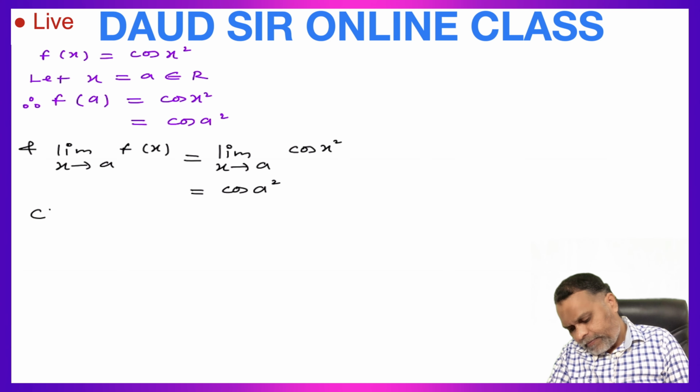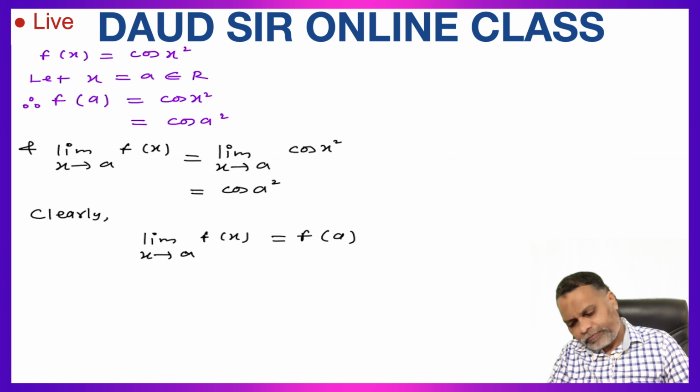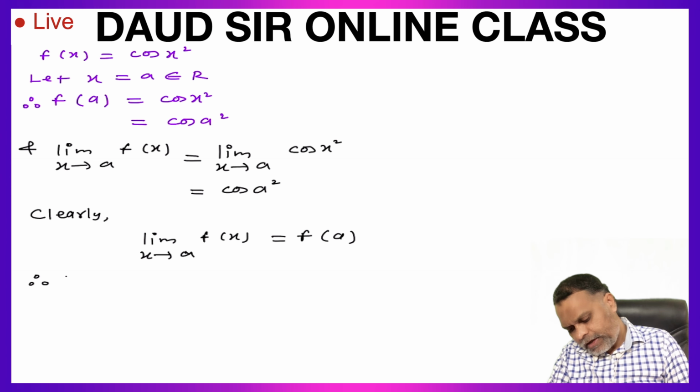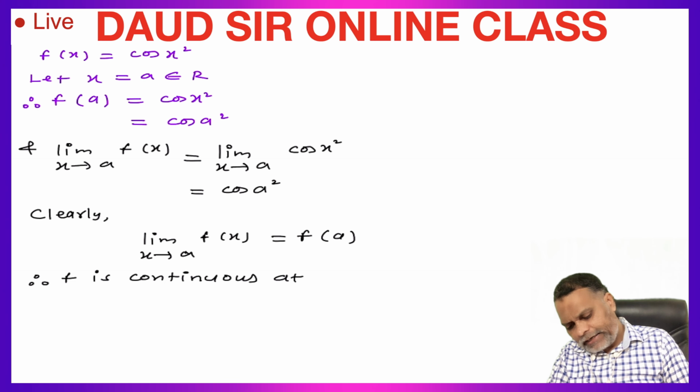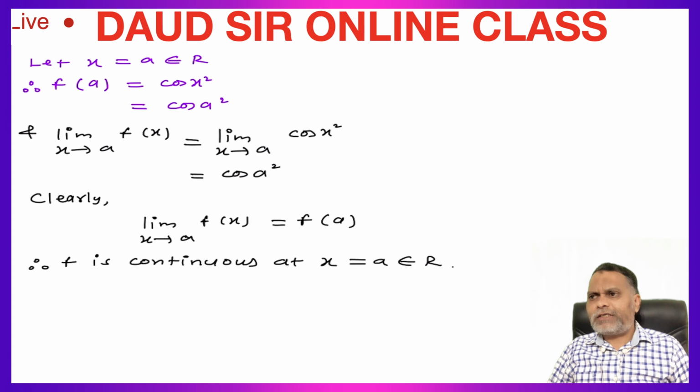Clearly, the limit of function at x is equal to a is equal to f of a. Both values are equal, cos a square, cos a square. Therefore, f is continuous at x is equal to a and a belongs to real number. For any real value, this function is continuous.